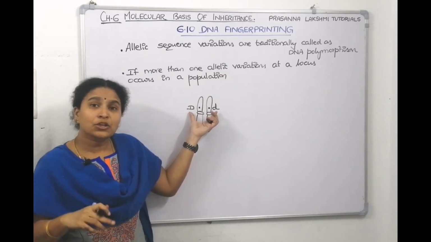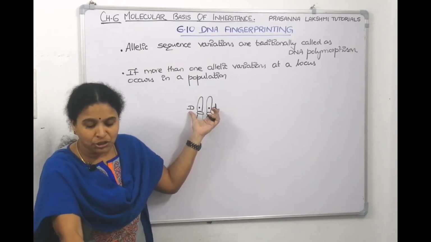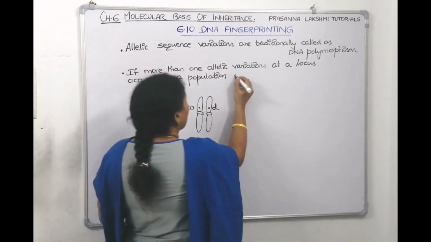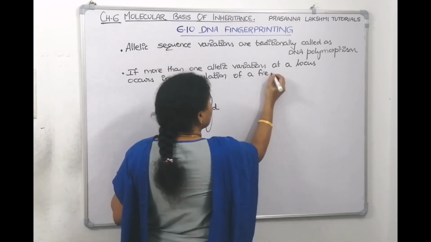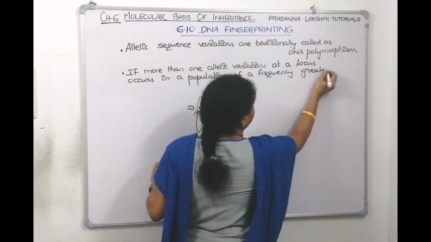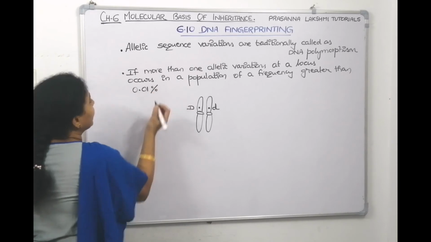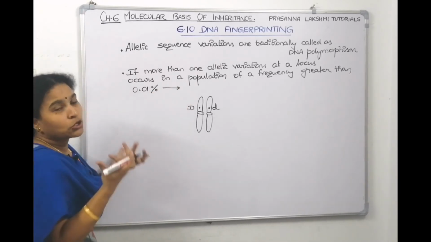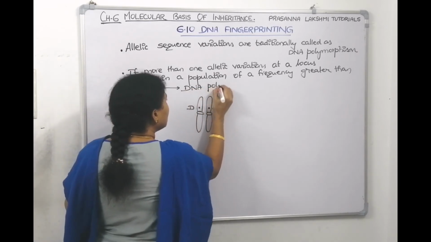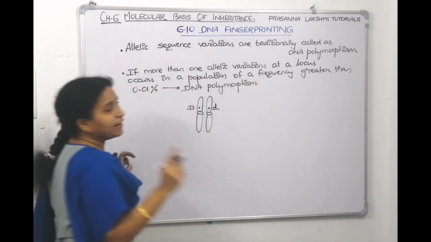This is the allele, and it is showing variation. Where is it showing variation? On the DNA at a location in a population. If it shows a variation in a population at a frequency greater than 0.01%, then it is also called DNA polymorphism. Children, be very specific.